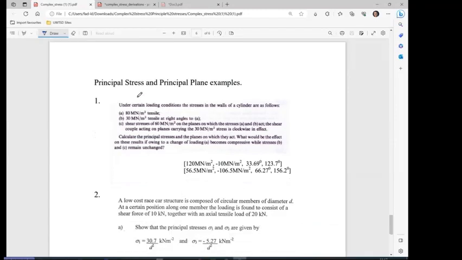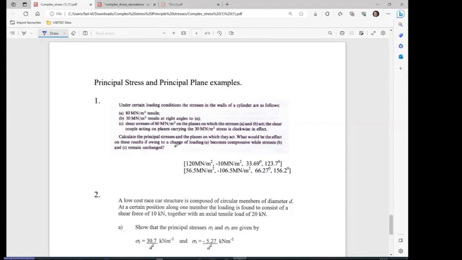So let's have a look at question number 1. Under certain loading conditions, the stresses in the wall of a cylinder are as follows. We've got 80 megapascals in tension, 30 megapascals tensile at right angles to the stress described in A, and then shear stresses of 60 megapascals on the planes on which the stresses A and B act. The shear couple acting on the planes carrying the 30 megapascal stress is clockwise in effect. So that enables us to understand the relative direction of the shear stress relative to the orientation that our element is sitting. Calculate the principal stresses and the planes on which they act.